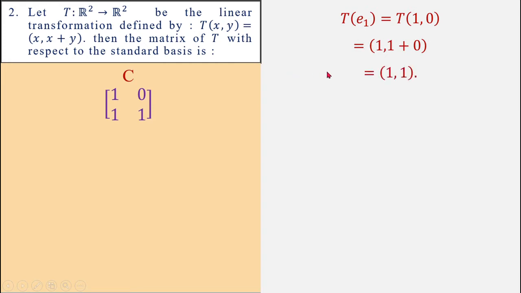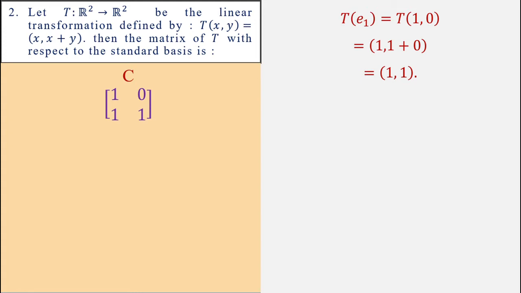That means (1, 1). Now you have to express this image (1, 1) as a linear combination of the basis vectors of the codomain. Here the codomain is again R2 and it also has a standard basis: e1 is equal to (1, 0), e2 is equal to (0, 1). So you have to express this (1, 1) as a linear combination of (1, 0) and (0, 1).